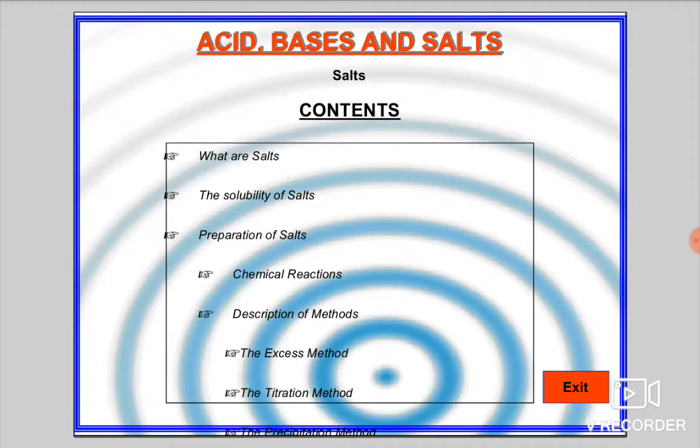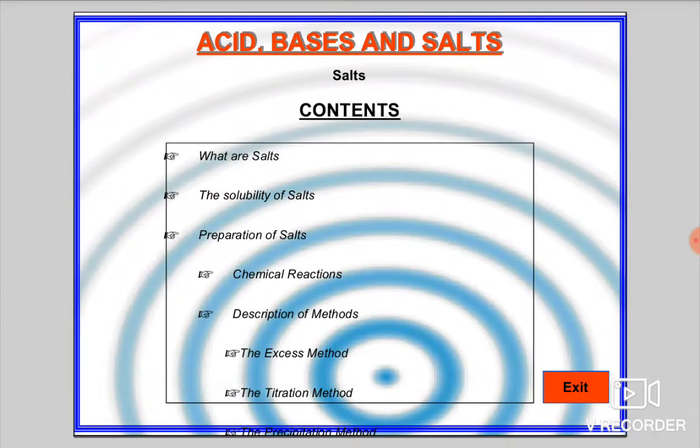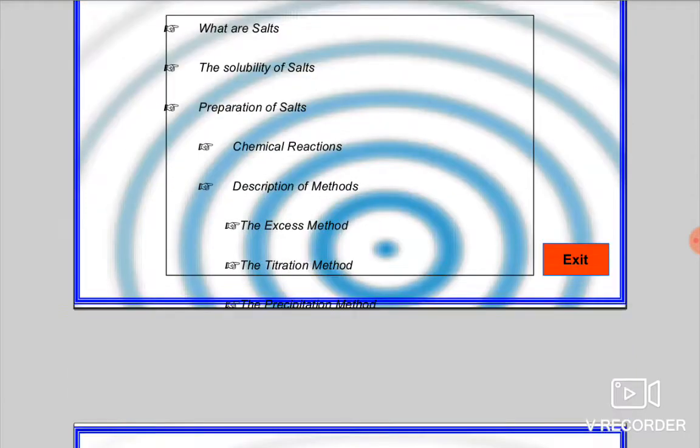I'm not going to discuss acids and bases today, and we are only going to discuss salts. So here below are the content points we are going to discuss today in our video. The first one is what are salts, the solubility of salts, preparation of salts, chemical reactions, description of methods, the excess method, the titration method, and the precipitation method.